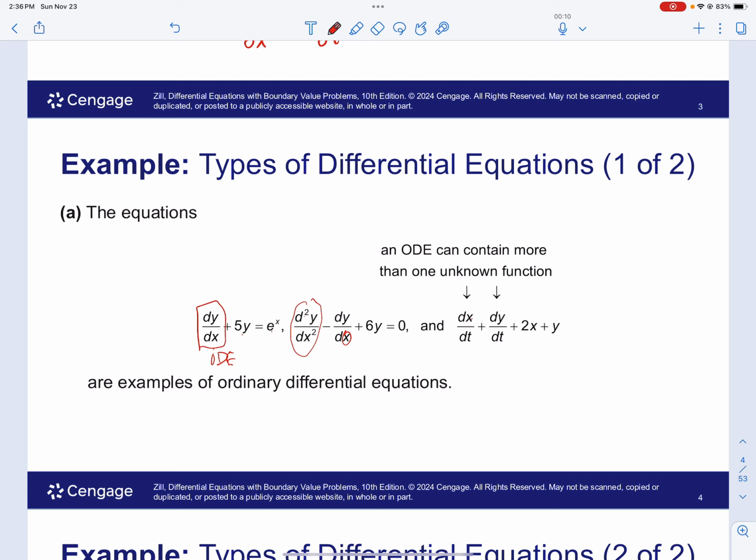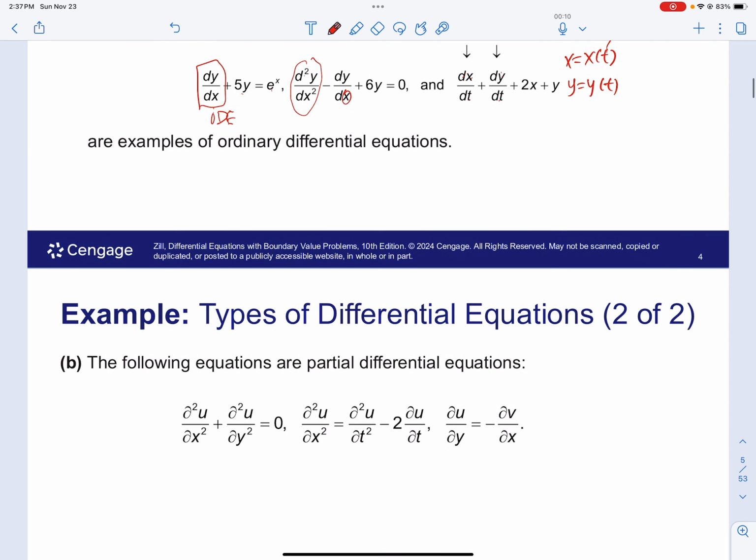And here x is a function of t, y is also a function of t. That means more than one variable, but the independent variable is only t. So x is only x(t), y is also only y(t). The independent variable is a single t. So this is also called an ODE. So what will be called a PDE?